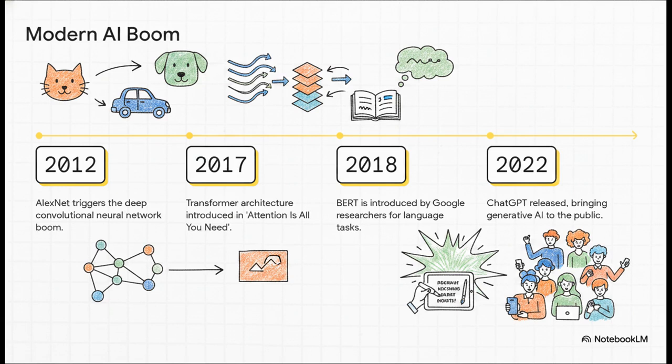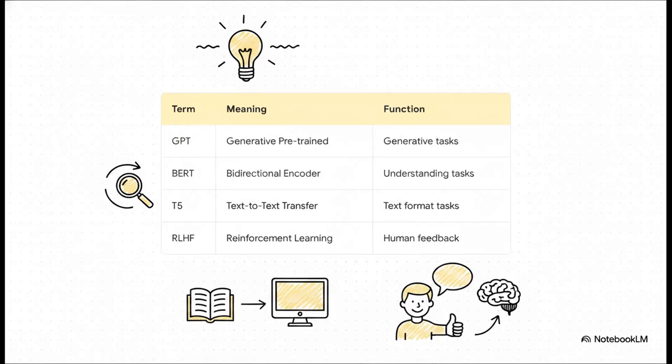I mean, we literally went from, hey, the computer knows this is a picture of a cat, to, hey, the computer just wrote my college essay, in exactly 1 decade. Crazy, right? Now, if you've ever felt completely overwhelmed by the alphabet soup of modern AI, you are definitely not alone. Let's break down these core architectures real quick.